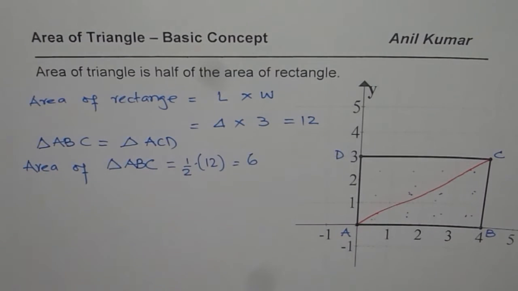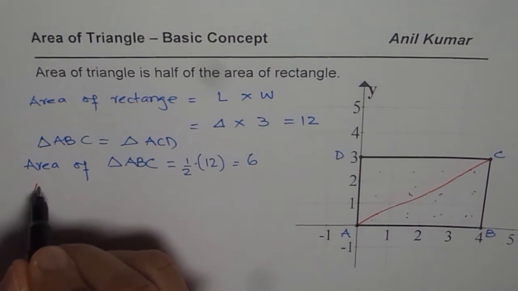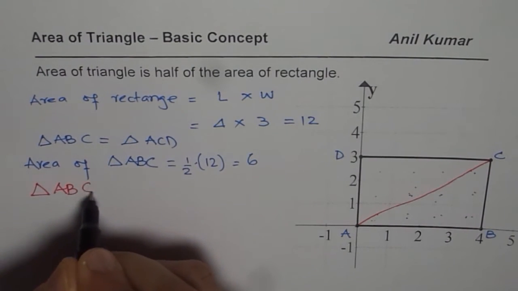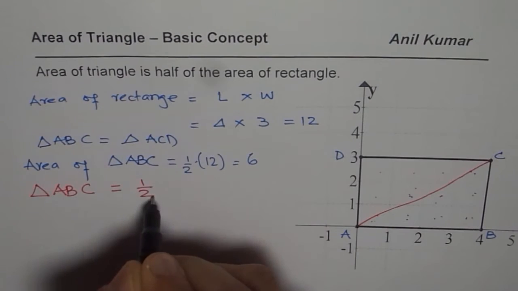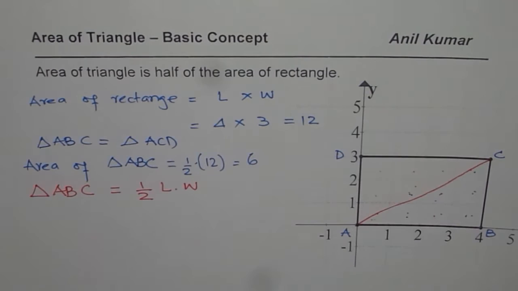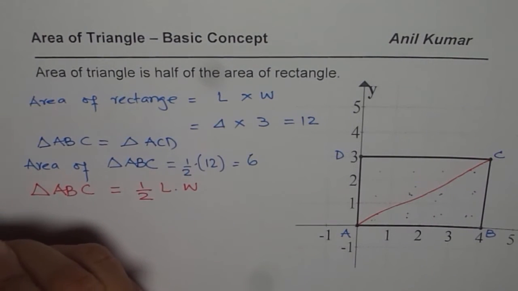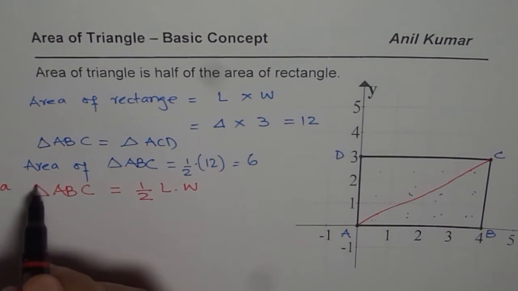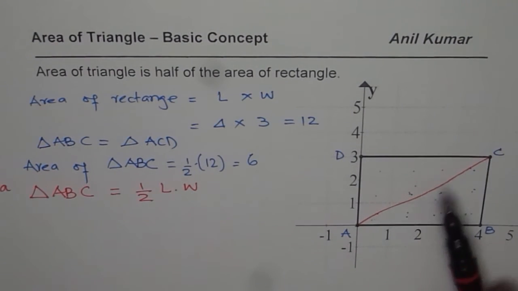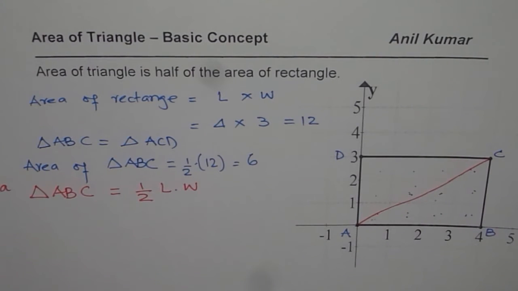So we can write our formula for area of triangle. So we say area of triangle ABC is equal to half length times width. So that becomes a triangle area. So we are talking about area, right? Normally if I just write triangle ABC, it also means area actually. Okay, so these are a few new things we have learned. This was kind of obvious, 2 equal triangles, and we had 6 as the area of triangle.